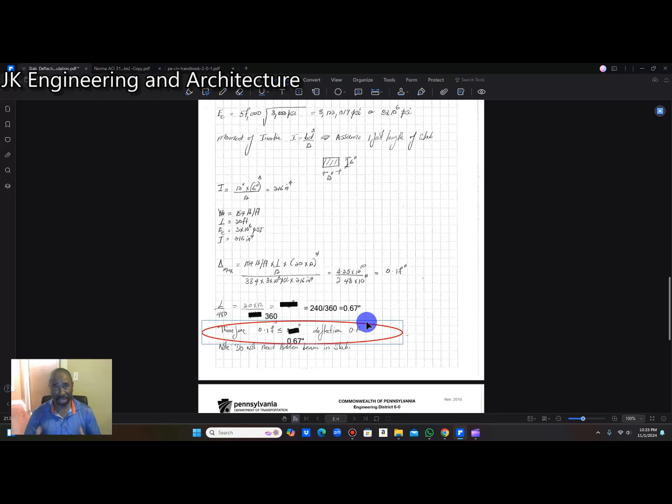All right, because we have just proven it by the code and done the calculation methodically, and it shows that the allowable deflection is more than the calculated maximum deflection. In the event that the maximum deflection was more than the allowable deflection, then we could put a sleeper slab.